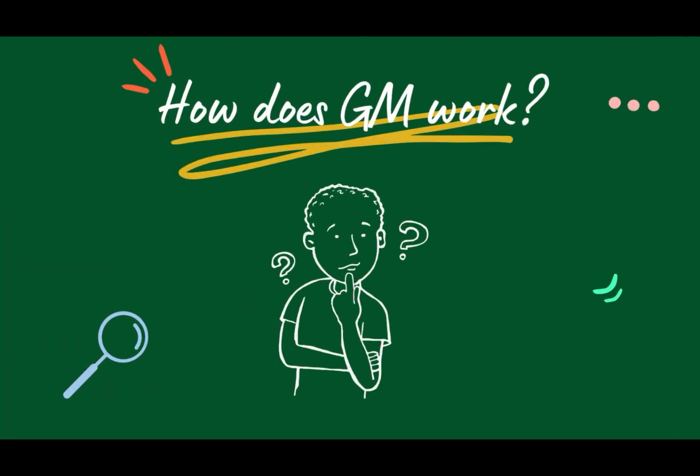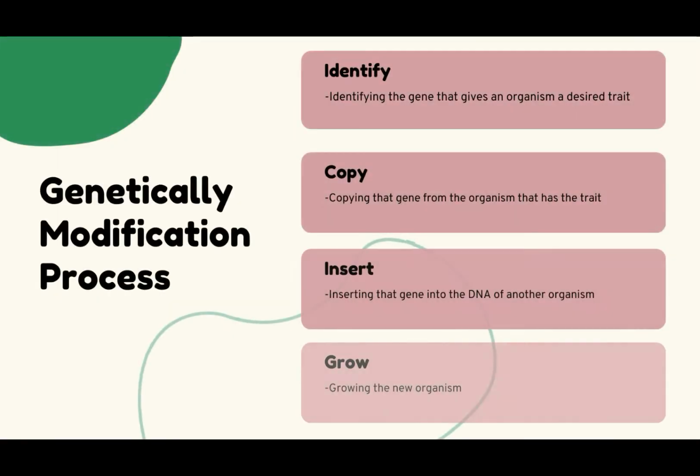Do you wonder how GM works? GM, which is also known as genetic engineering, is a process that involves 4 steps, which are identifying the gene that gives an organism a desired trait, copying that gene from the organism that has the trait, inserting that gene into the DNA of another organism, and growing the new organism.